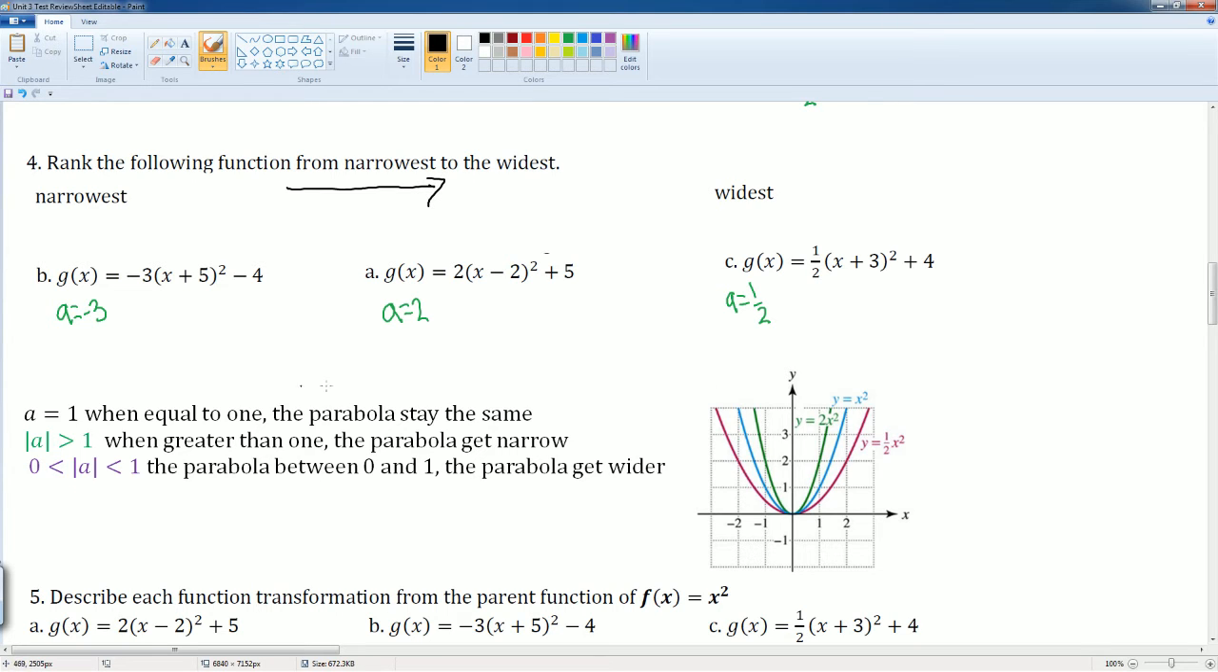widest by looking at the a value. Again, you're looking at the absolute value. So this is number 3. This is 3, narrowest, then 2, then 1/2. I'm going to graph it for you to double check.